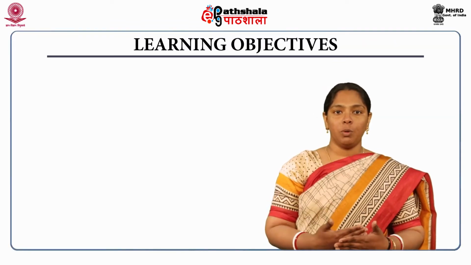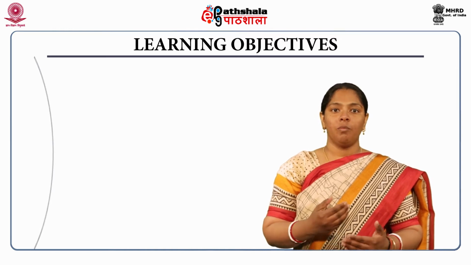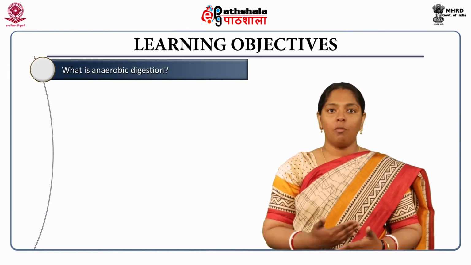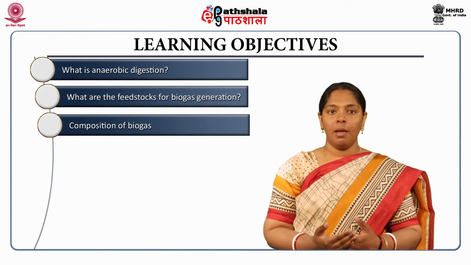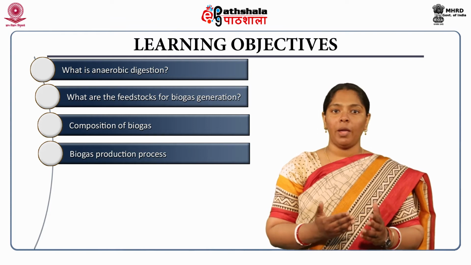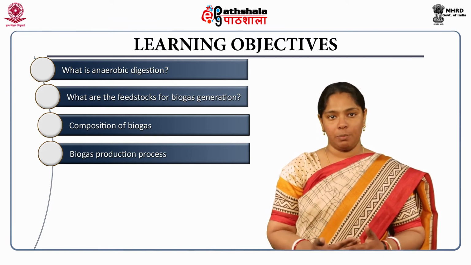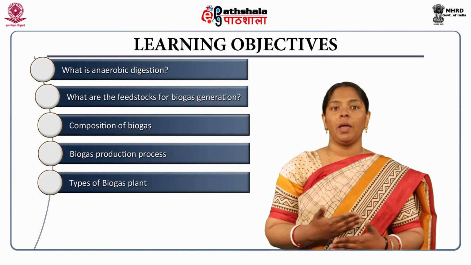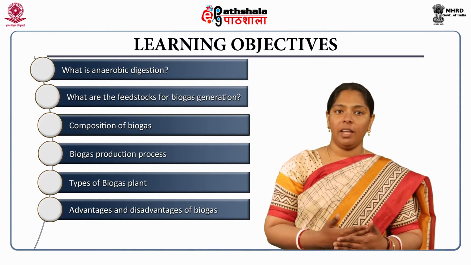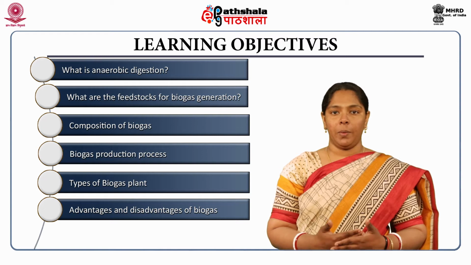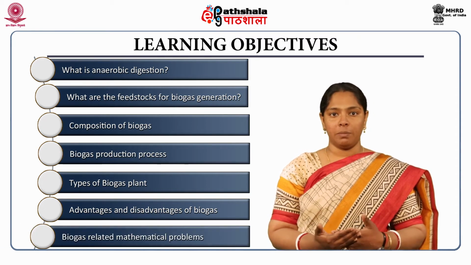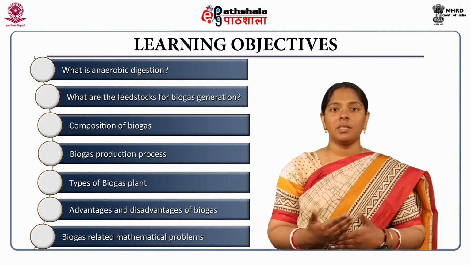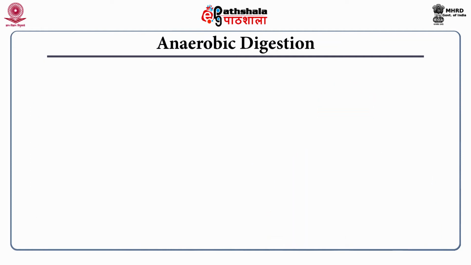So, in today's module, the objectives are: what is anaerobic digestion, what are the feedstocks for biogas generation, what is the composition of biogas, what is the production process, or the biochemistry and microbiology involved in biogas production, what are the types of biogas plant, and what are the advantages and disadvantages of biogas. We will also see some biogas-related mathematical problems and the constraints in biogas production. Let us start with what is anaerobic digestion.